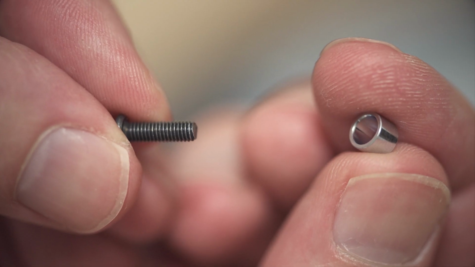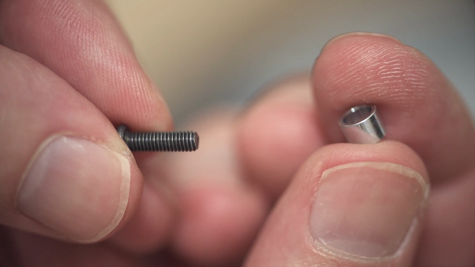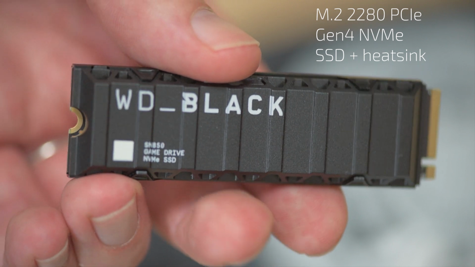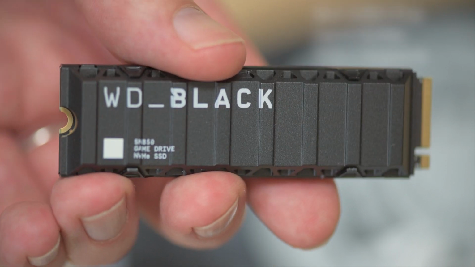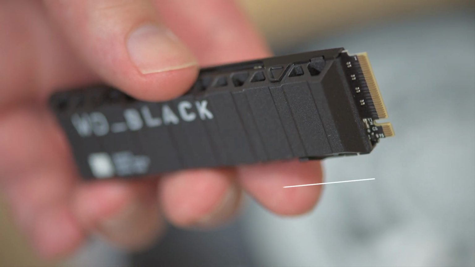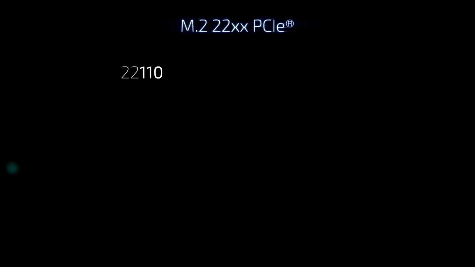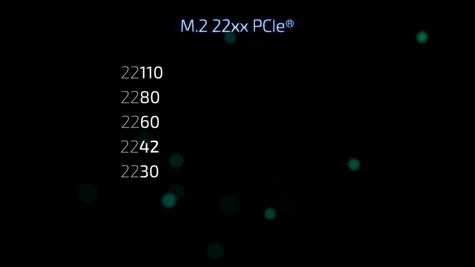They call these things a screw and a spacer. The spacer keeps the SSD level, taking into consideration the height of the connector versus the drive bay we just looked at. This M.2 SSD is a 2280 type. 2280 relates to its length. There are various sizes. The PS5 supports 110, 80, 60, 42, and 30.